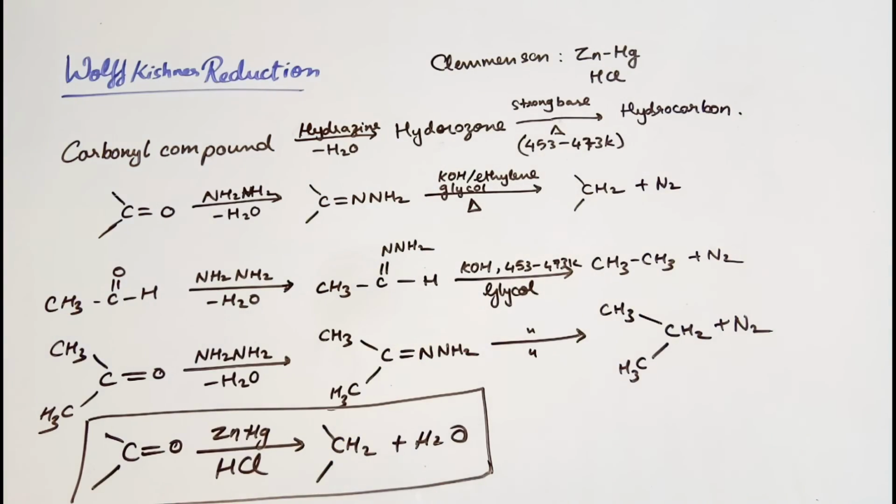So with that, we're done with Wolff Kishner. A carbonyl compound is undergoing reduction in the presence of a strong base. First of all, it's undergoing reaction with hydrazine to give us a compound called a hydrazone, which on reaction with a strong base is giving us a hydrocarbon. With that, we're done with Wolff Kishner reduction. In the next video, we will be talking about Fehling's test and Tollens test.